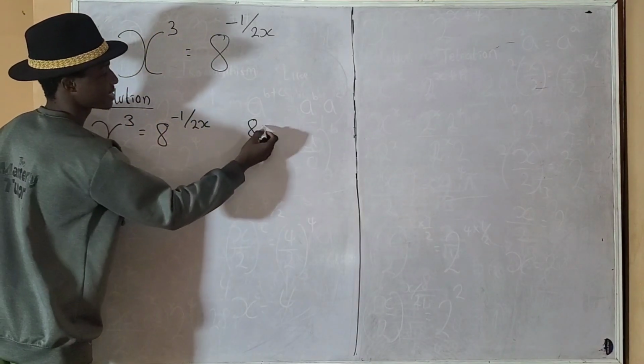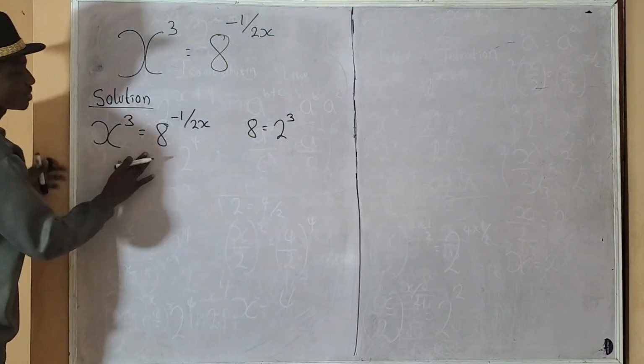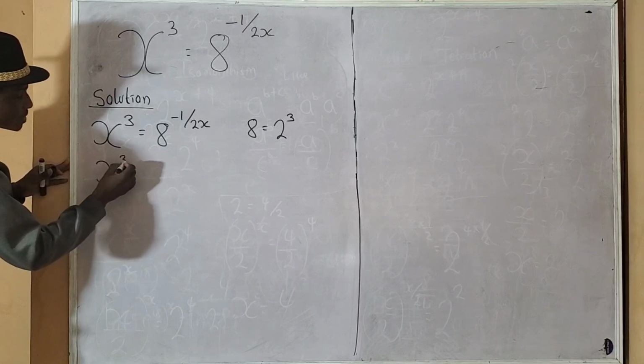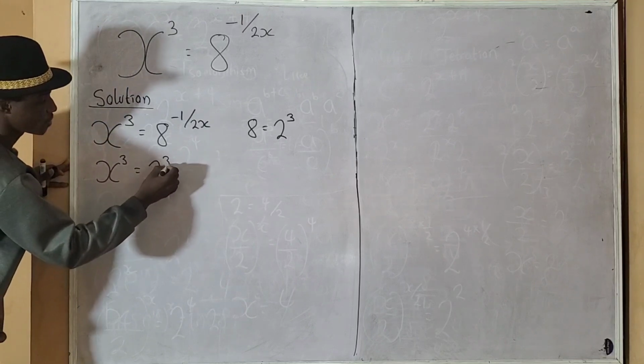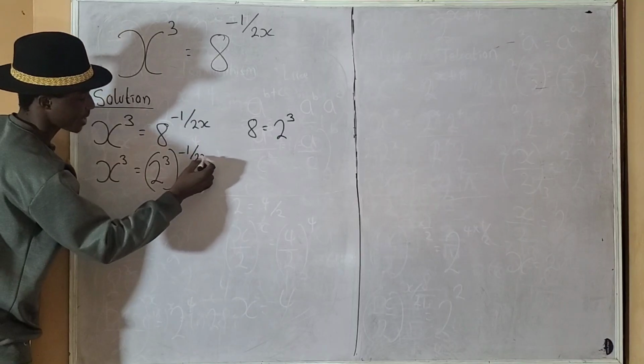Recall that 8 can be written as 2 raised to the power of 3, right? So I'm going to replace 8 as 2 raised to the power of 3. So the equation becomes x raised to the power of 3 equals 2 raised to the power of 3 raised to the power of negative 1 over 2x.